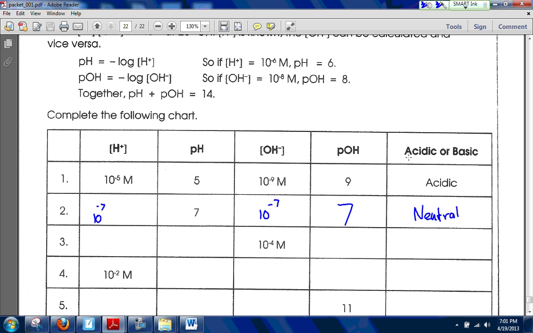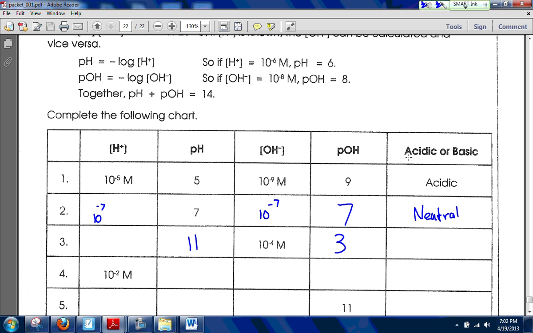So we have the OH concentration this time, and our formula up there says POH is negative log of OH. So I just go into my calculator, I hit the negative, then I hit log, and I put 10 raised to the negative 4th. And what I'll get for my POH is 3. I know pH plus POH equals 14, so 11 plus 3 makes 14.